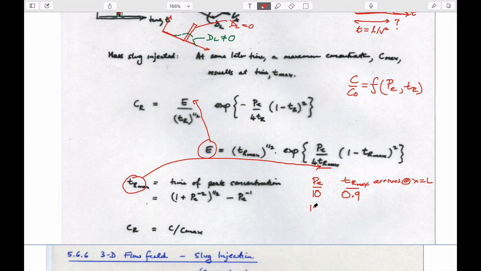If it was, let's do 100, 100 would be even better, right? So this is 1 over 100. 1 over 100 squared would be 1 over 10 to the 4, which is basically 1 again. Square root of 1 is 1, minus 1 over 100, which is 0.99.